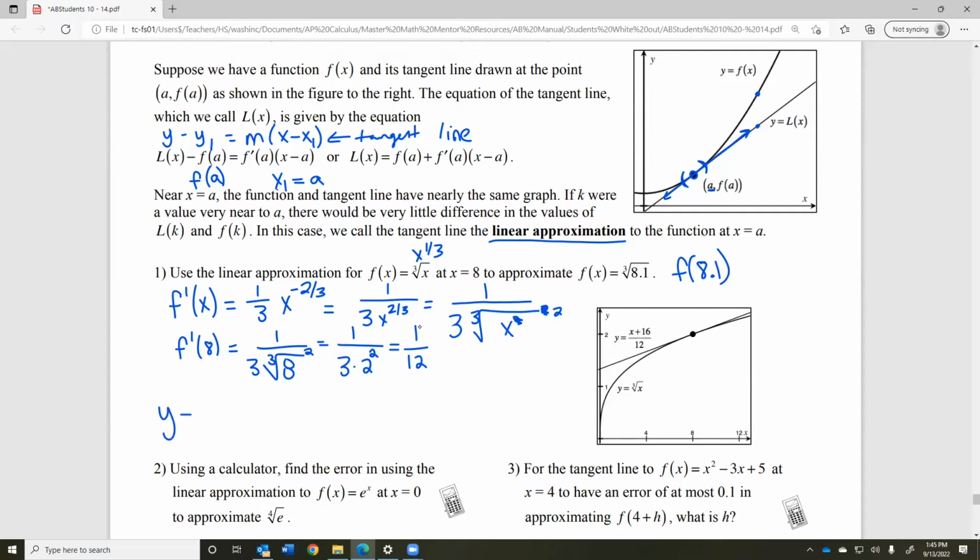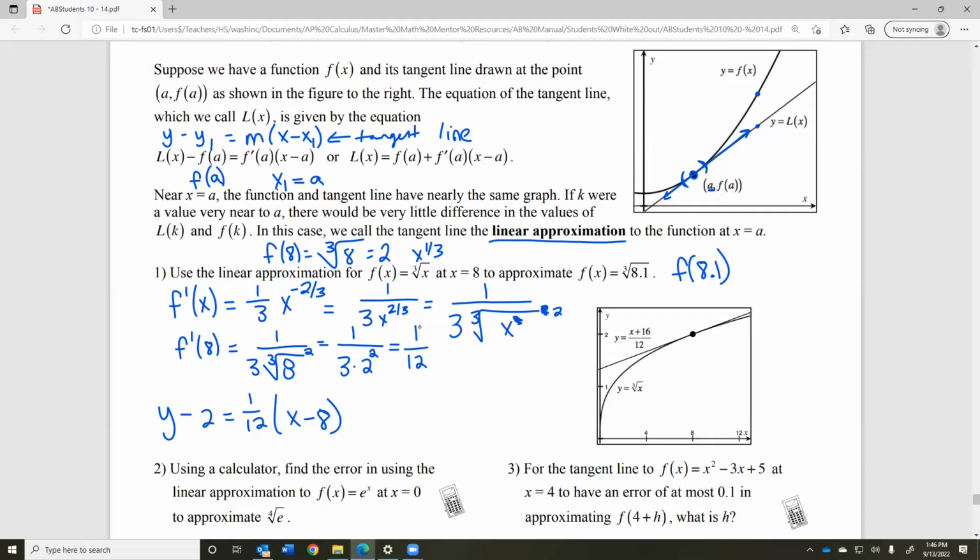So y minus this y1 piece, we're going to plug 8 back into f of x. f of 8 would be the cubed root of 8, which is just 2. So we end up with y minus 2 is equal to 1/12 times x minus 8. So we're using the tangent line at x equals 8 to approximate the value of the cubed root of 8.1. And this is called linear approximation because we're using a line.